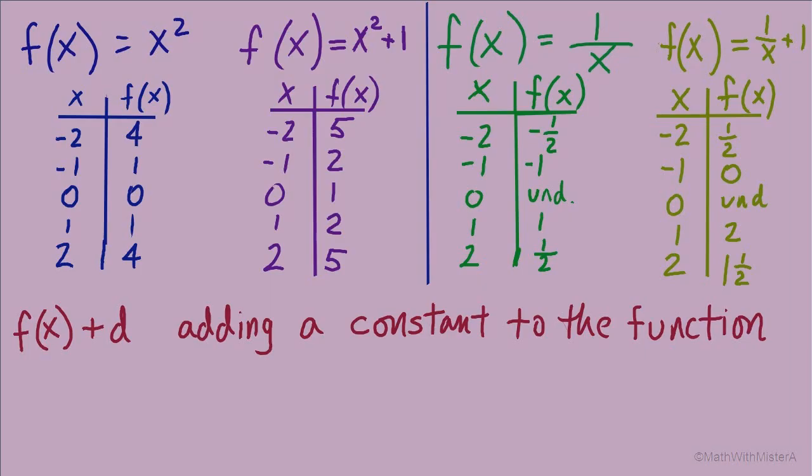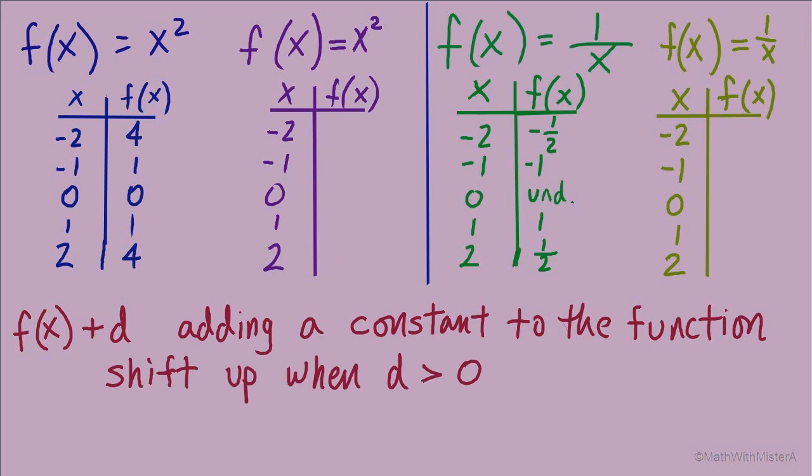So let's summarize this. We're going to represent this transformation as our function and then a number added to it. We'll call the number d. We're adding a constant to the function. After you get the function value, add a number to it, and it will shift the entire graph up when we're dealing with a positive number. I think you expect what's going to happen when we look at negative numbers.